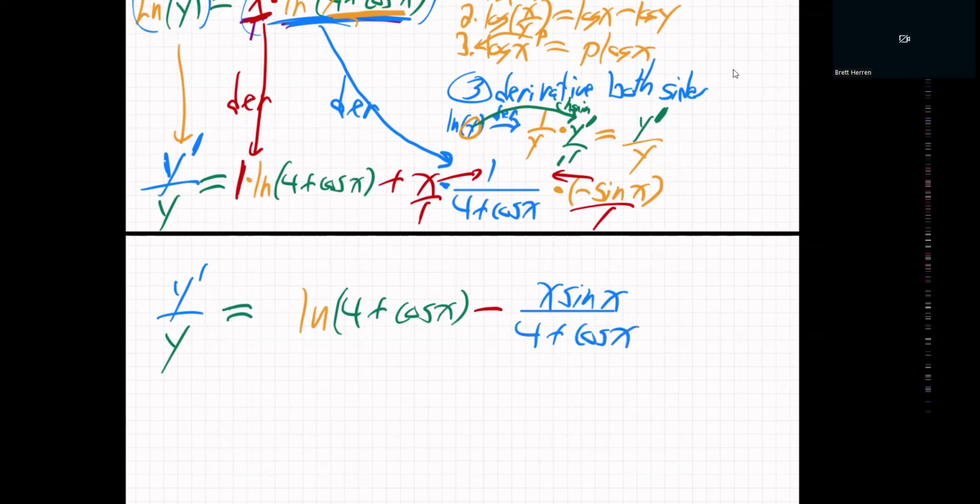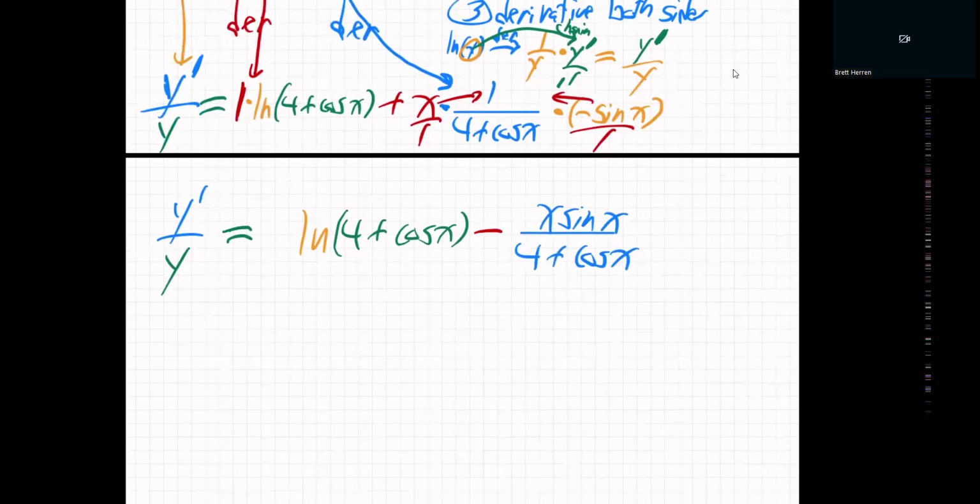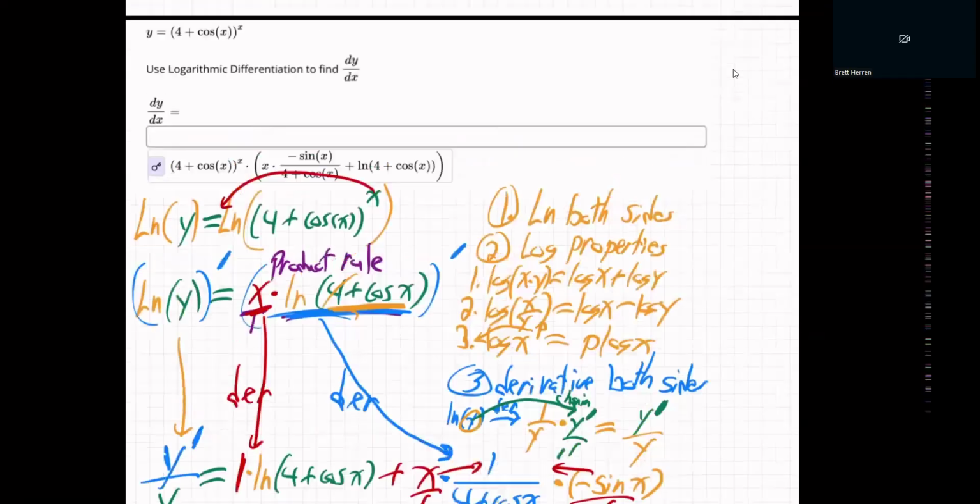You see what happened there? On the top, this x multiplied by 1 and this negative sine x gives negative x sine x. So I just put the negative in the front, x sine x over the denominator. You might think, was that the answer? Not quite. y prime's not alone. We have to finish getting y prime.